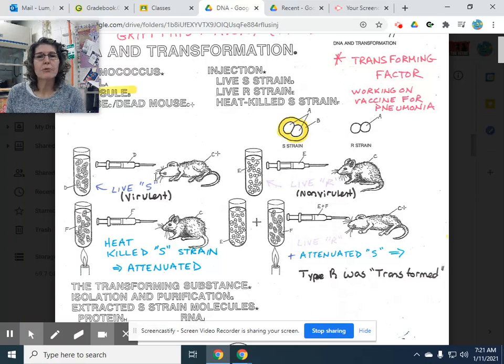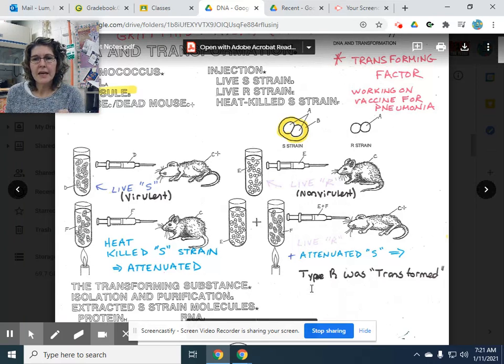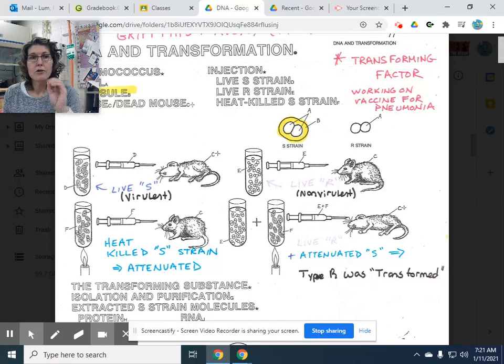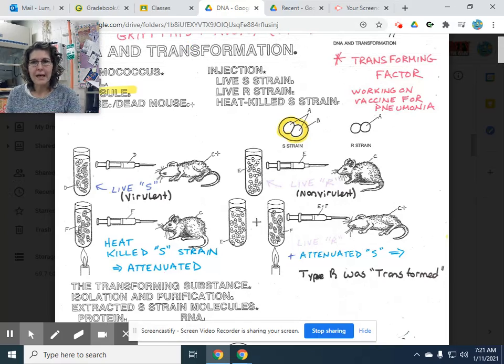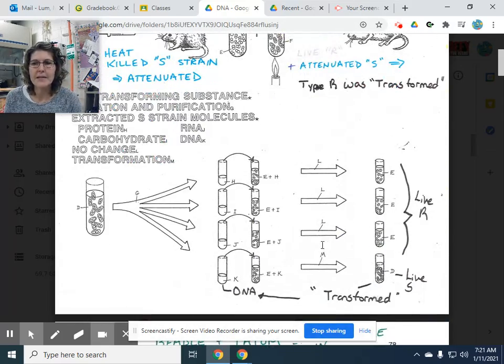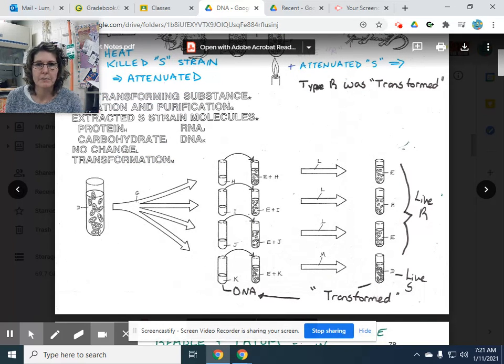So where it wasn't able to kill in this particular form, here it took over this non-virulent bacteria, took over the nucleus, and transformed it into that deadly type. So that's where it was actually able to kill that particular mouse. So this transforming factor means that the DNA kind of changed in another cell there. And that's what they were showing with this particular experiment.